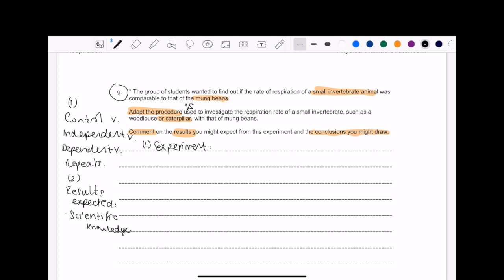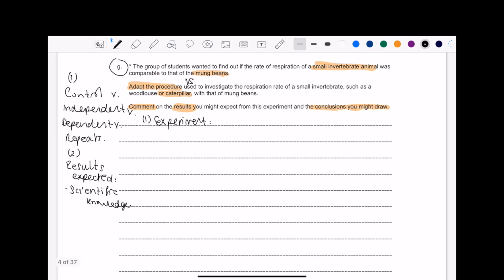Now we're going to think about the results and the conclusions. Very simply, just think to yourself, who's going to have the highest rate of respiration? The caterpillar or the mung bean? If you say the caterpillar, well done. It's the most obvious answer. Because think about it, you're comparing an animal to a plant. Who moves around? Who has higher and faster metabolic processes? The animal, right? So that's why the caterpillar wins. Literally, your explanation can be: the caterpillar has a higher rate of respiration because it moves around and it has metabolic processes that require a lot of energy.